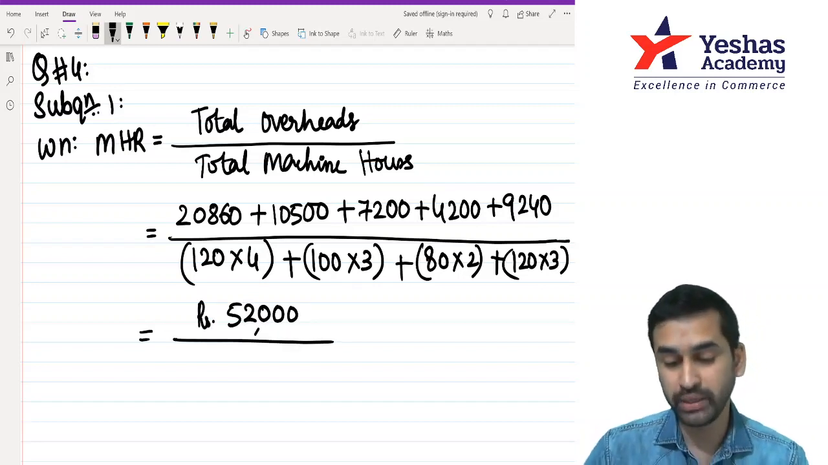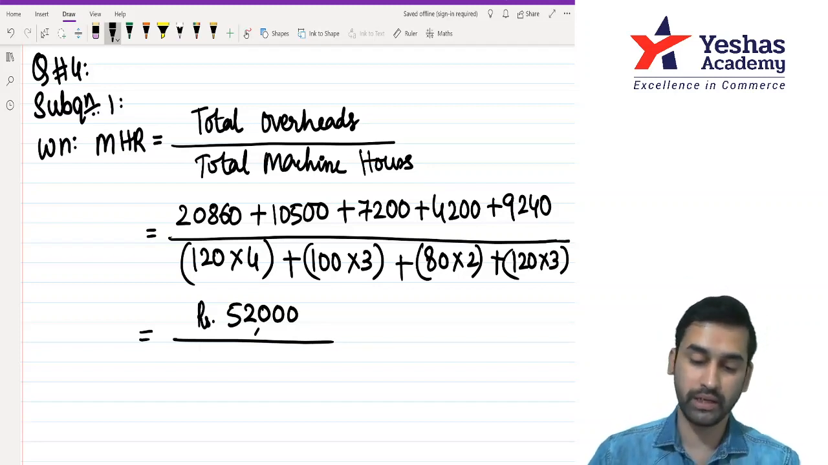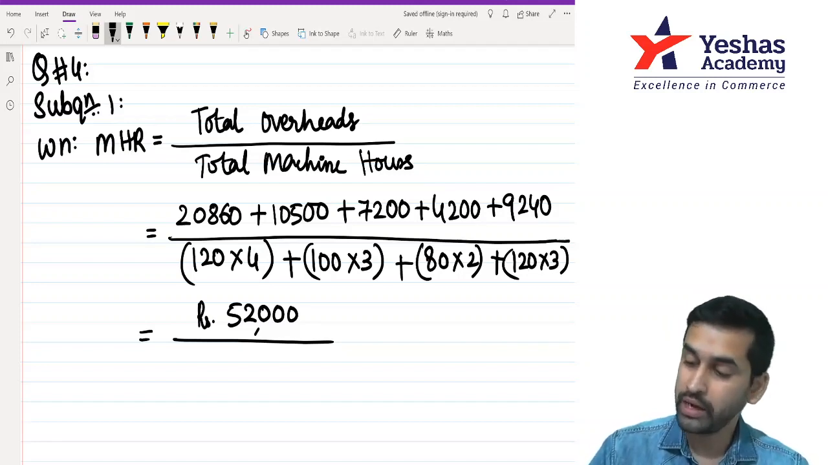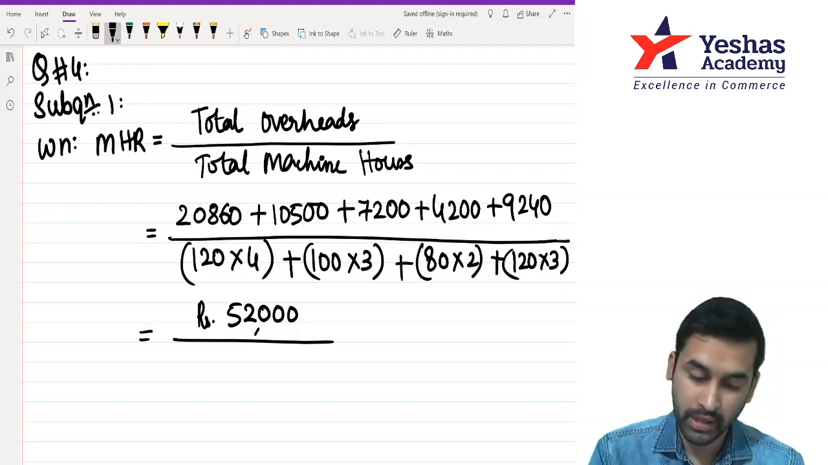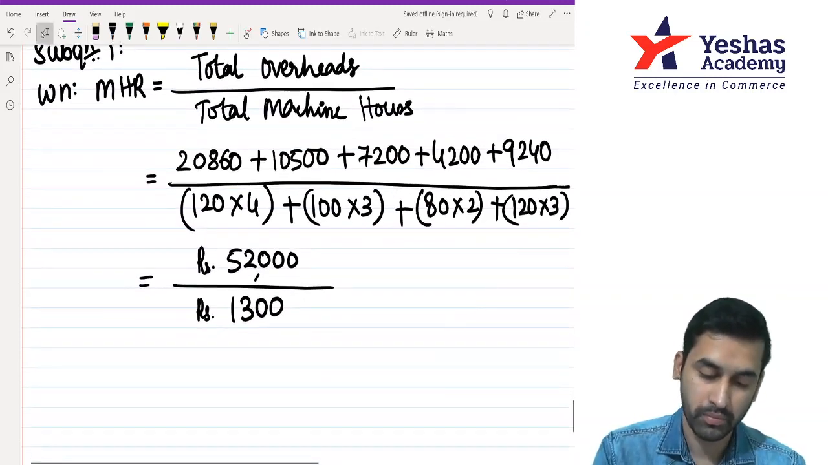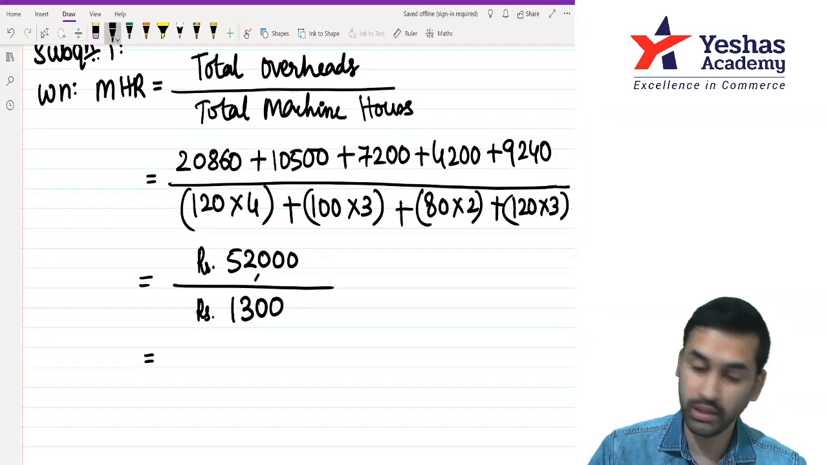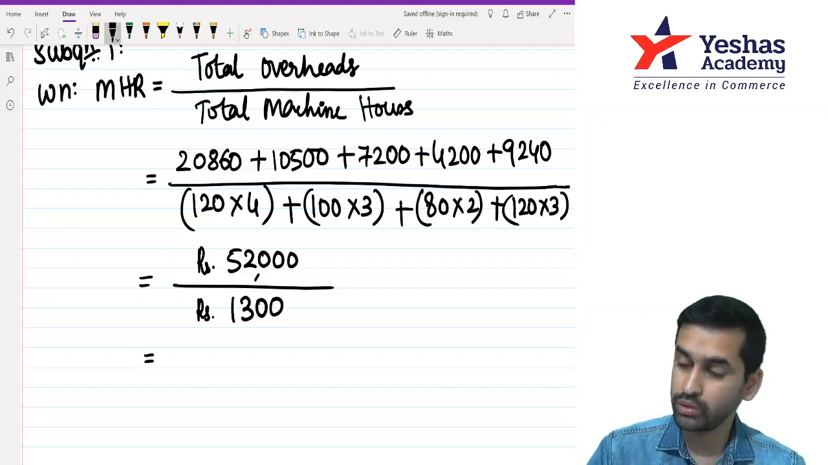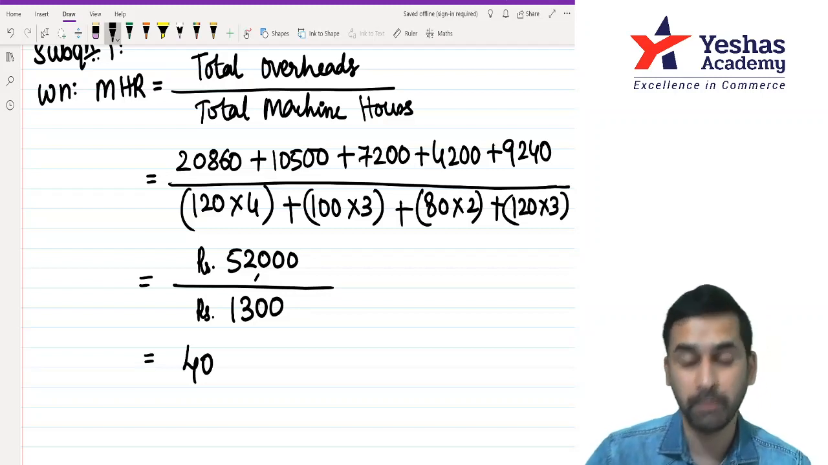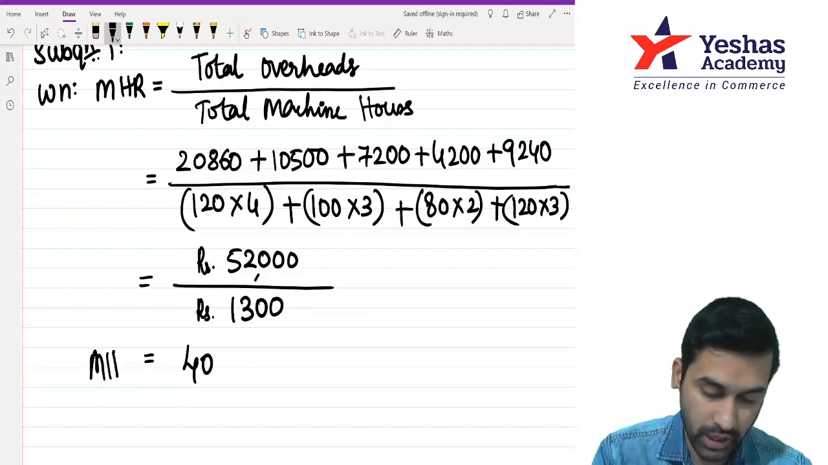This should be divided by the denominator, which is total machine hours. How to do? 120 into 4, 100 into 3, 80 into 2, 120 into 3, which gives 1300. So 52,000 by 1300 is coming to 40. What is 40? Machine hour rate.